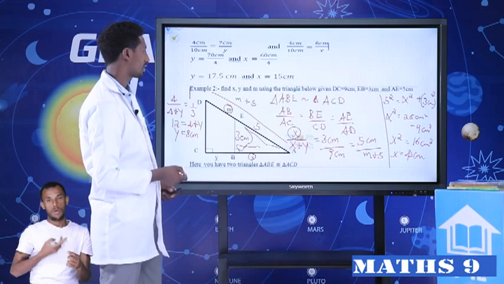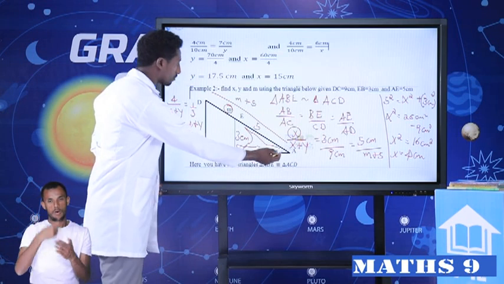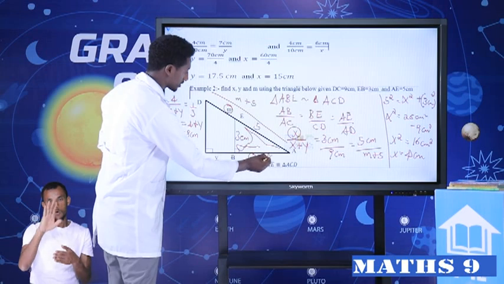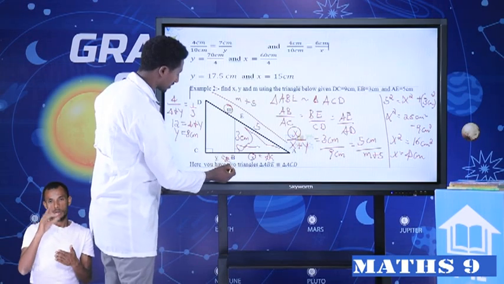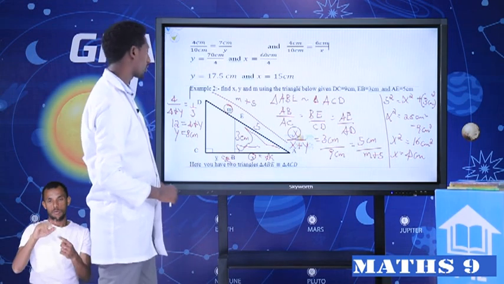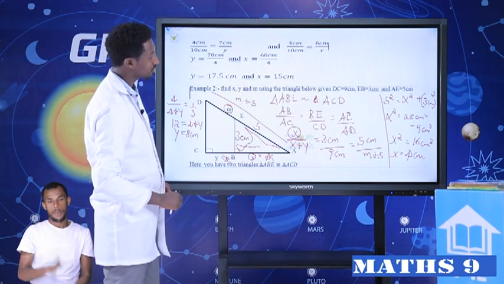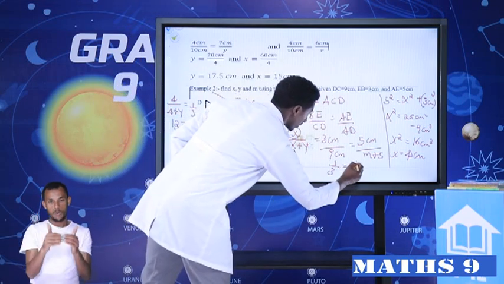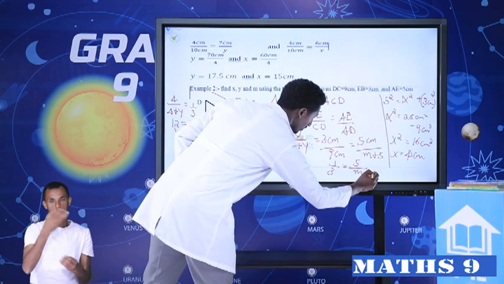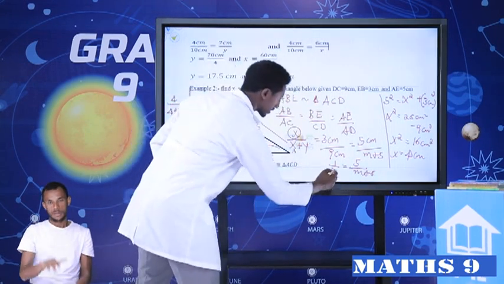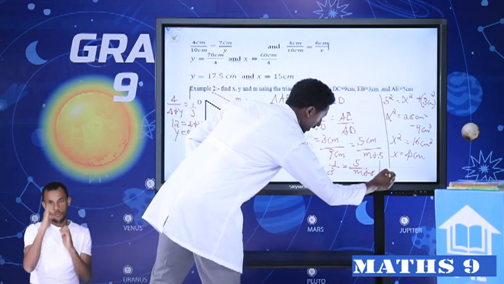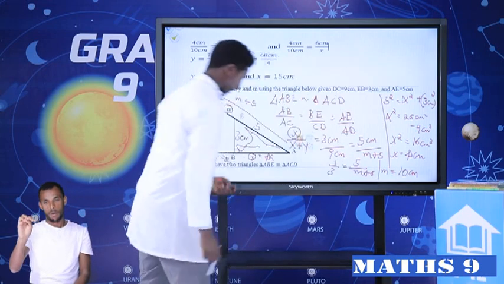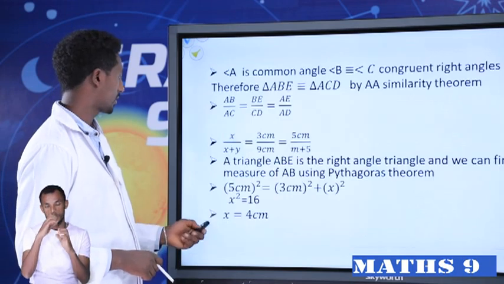But we are asked to find the distance from A to C. We can also find A to C: this one is 4 centimeter, this one is 8 centimeter, so the distance of A from C is 12 centimeter. And also to find m here, 1 over 3 equals 5 over m plus 5. That's the same thing. If you evaluate, m equals 10 centimeter.